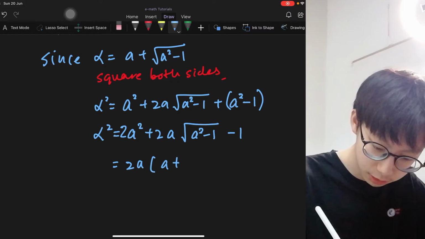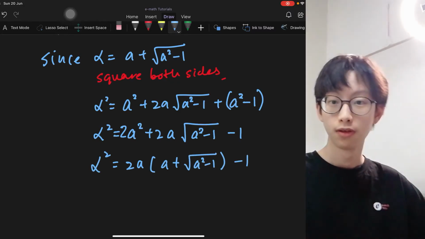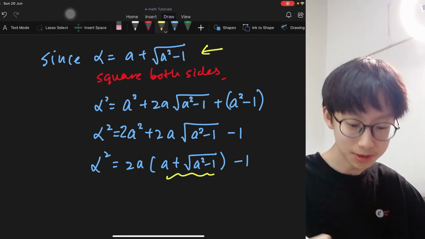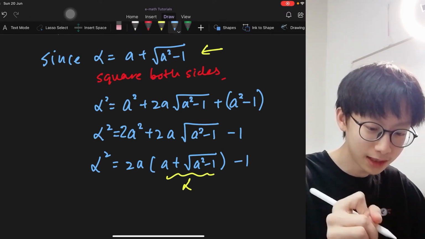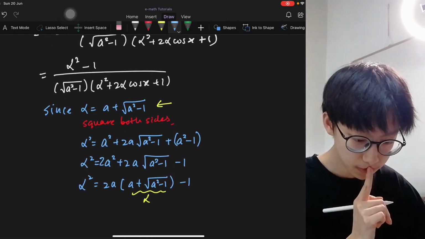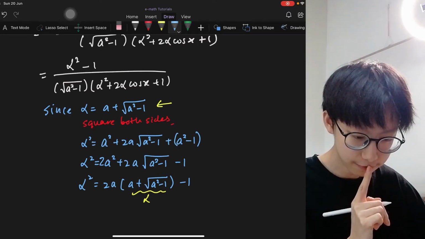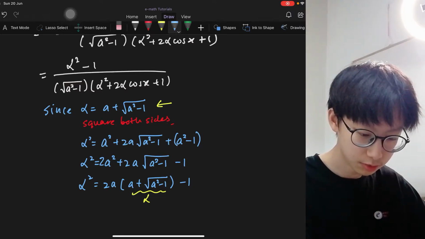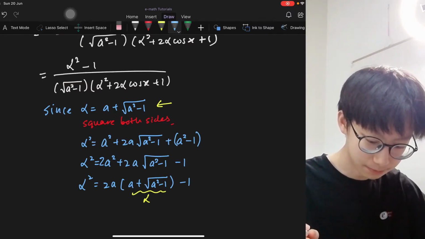2a, so a plus square root of a squared minus 1. And do you notice something? You notice that this is exactly the same as this one, which means this is just alpha. I don't know if that is useful. And wait, let me see. 2a alpha minus 1. If you put this one, if you notice, okay.